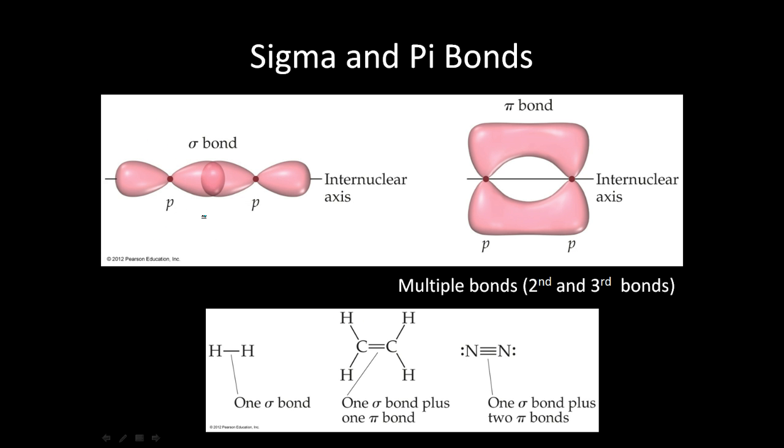It's always the first bond that occurs. So we consider something with a single bond to have one sigma bond. If something has a single bond or a double bond, it has one of these sigma bonds, but then since all this space is used up, the space directly between the nuclei, where the second bond comes in is the pi bond, which is shown here. So that's the pi bond.